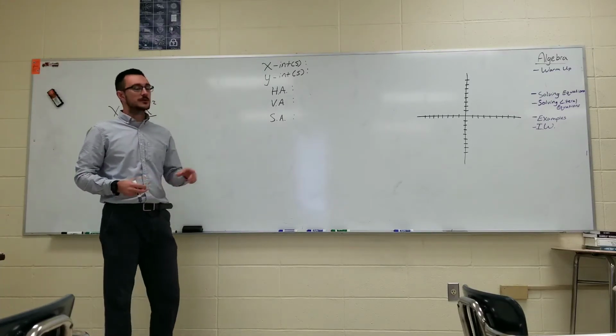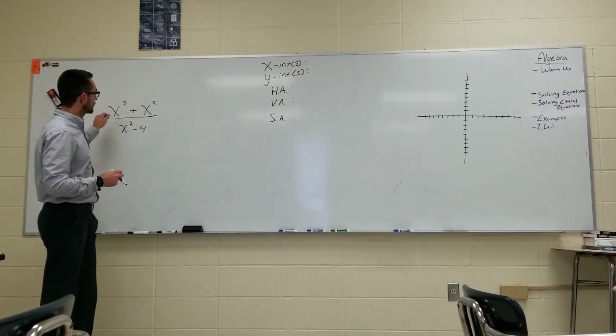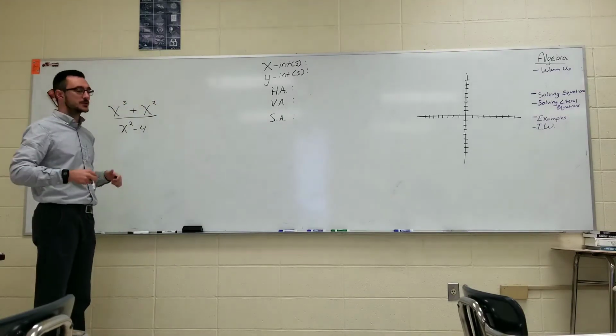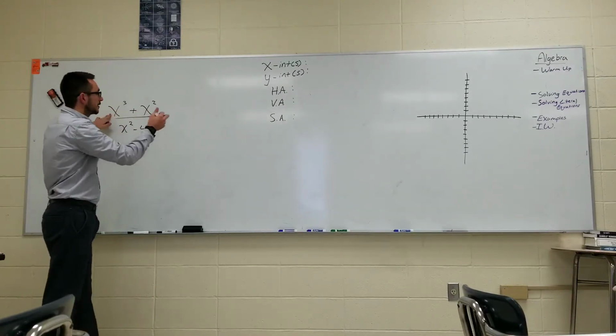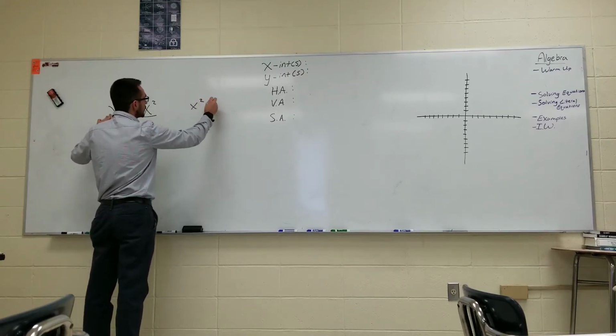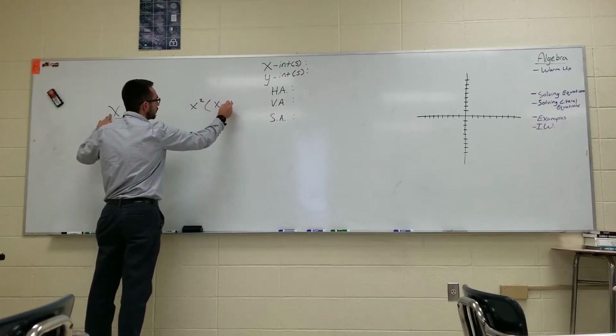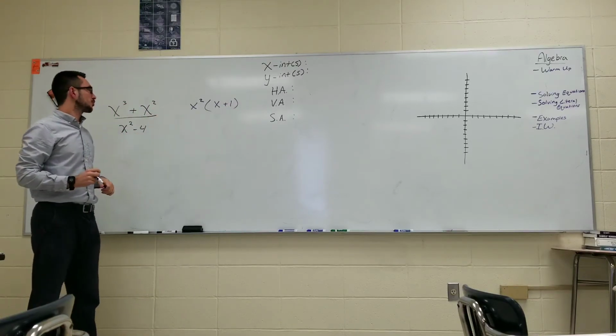The first thing on my list are x-intercepts. To find that, what I want to do is factor the numerator of my rational function. So I can just common term factor here, pull out an x squared, and that would leave me with x plus 1. That would be a factored version of the numerator.